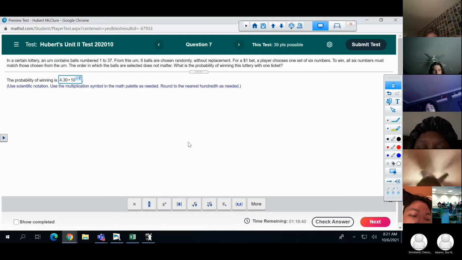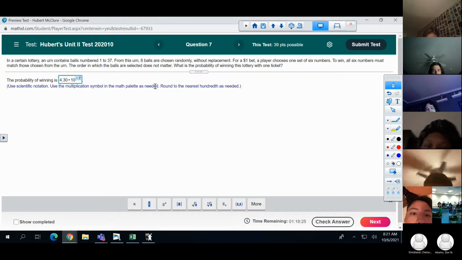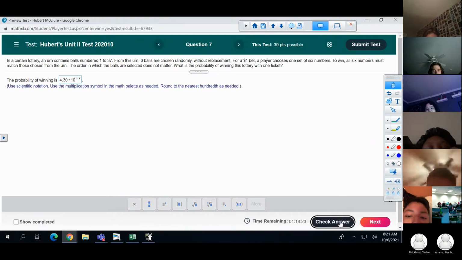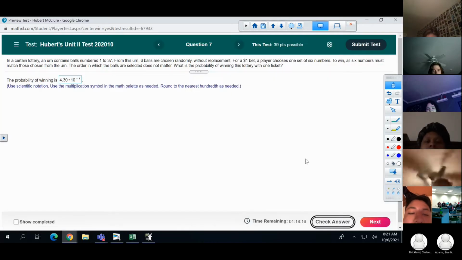What? That's what we just did. You got to type it in a certain way. If you don't hit the star, if you hit a multiplication symbol like an X, it will not take it. How do you know when to use the combination and when to use permutation? Order is permutation. No order is combination.